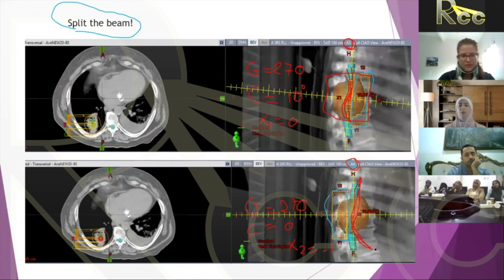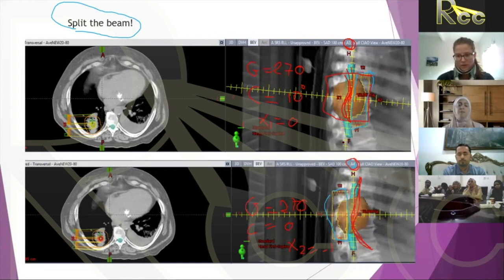Of course, you can still do it. No problem. And as I said, when you have so many beams, this plan had 11 beams. So one beam out of 11 going through the spinal cord and giving a little bit of dose. As long as the DVH of the spinal cord looks good, you're fine. But always be safe than sorry. Okay? If you can do a trick to remove the spinal cord from the path of the beam, please go ahead and do it.